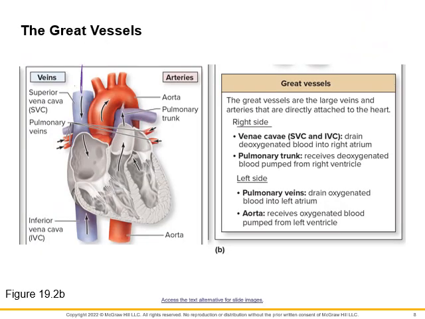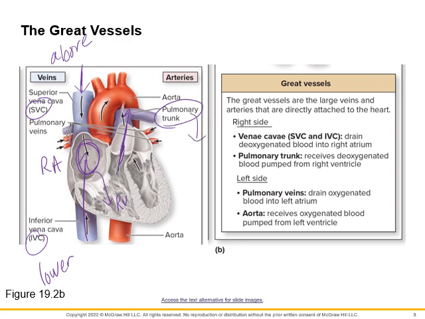You can see better images, better drawings, right? Here's the superior vena cava, here's the inferior vena cava. So all of the blood from lower than the heart and all of the blood from above the heart is going to be deposited into the right atrium. Then it's going to travel into the right ventricle. Then it's going to travel into the pulmonary trunk.